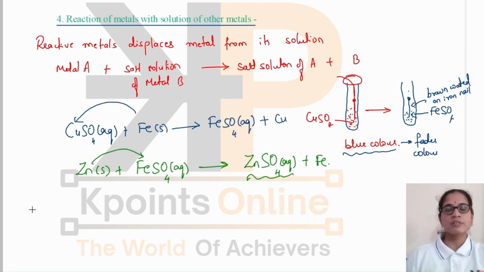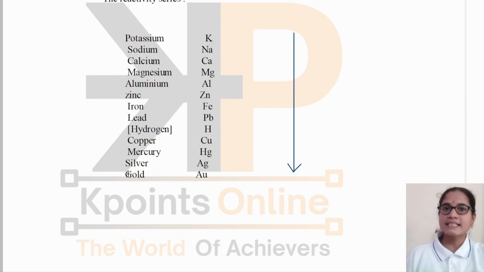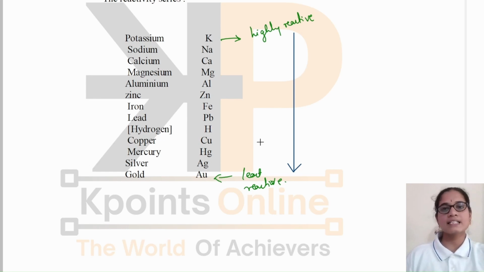After observing all these reactions of metals with oxygen, water, acids and solutions of other metals, a list of the metals has been made based on their reactivity. This list is completely based on the reactivity shown by the metals. A series has been developed in the decreasing order of the reactivity of the metals. The metal placed at the top is highly reactive, and the metal placed at the bottom of this series is least reactive. As you go upward, the reactivity increases. These metals are placed in decreasing reactivities.